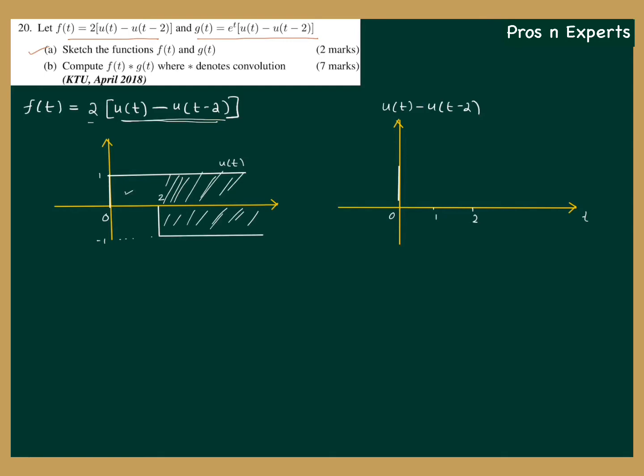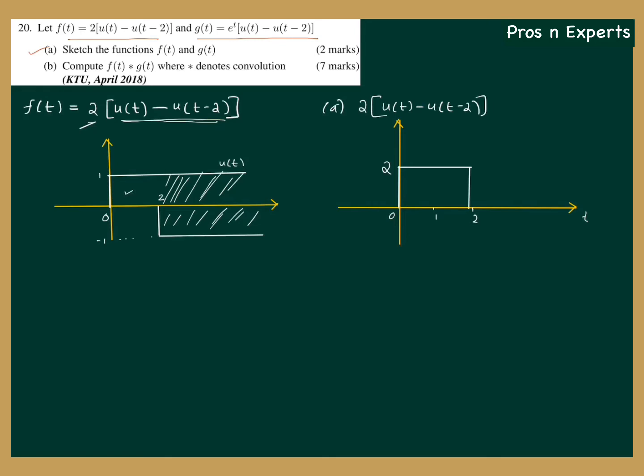So this is u of t minus u of t minus 2. This is a rectangular pulse or gate function, and since it is u of t minus u of t minus 2, the amplitude is 1. But in the question, you are asked to find out 2 times u of t minus u of t minus 2. So that makes the amplitude of this function as 2. Okay, so this is the answer to question number A. That is to plot 2 times u of t minus u of t minus 2.